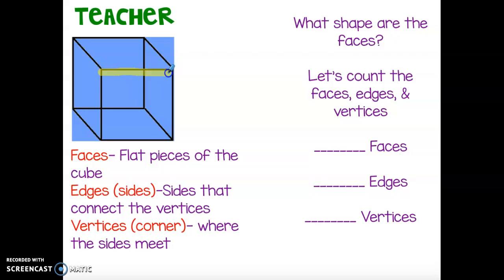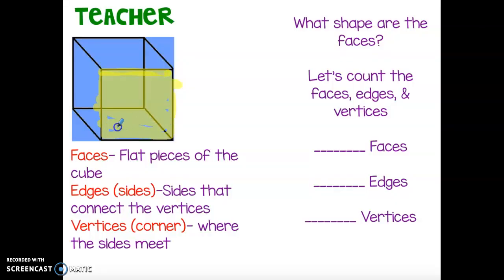And I'm going to highlight one whole face so that you can see one face of the cube. Oops. Sorry, it's a little messy. All right. So the cube has a face that is shaped like a square. Let's count how many faces the cube has.